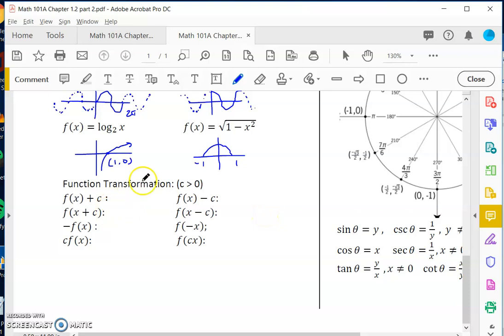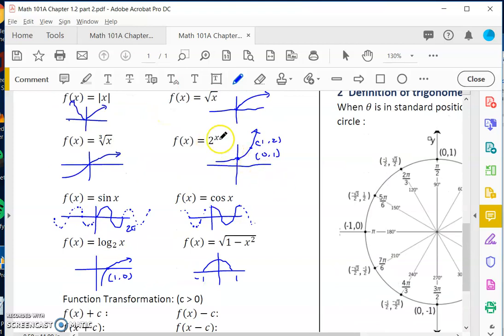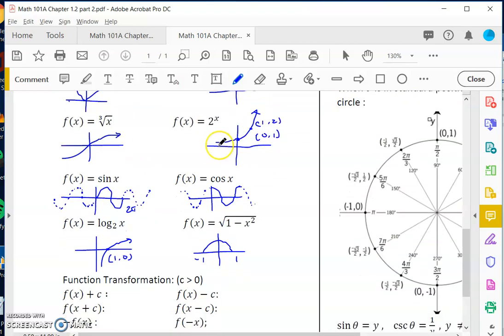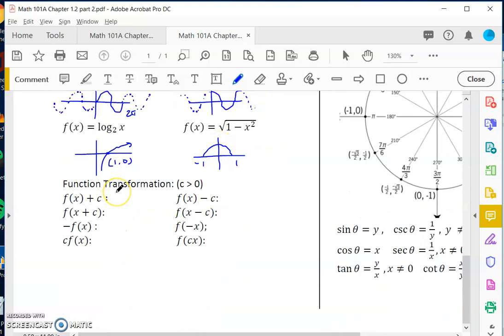How do we do transformations? If I don't have a 2 to the x function, but I have 2 to the x plus 1, how do I do it? So these are the function transformations. If you add a constant outside of the function, that is up or down: translation up, translation down.